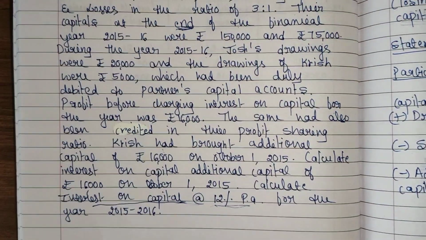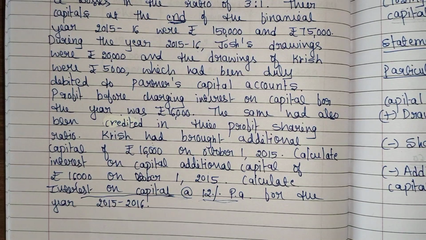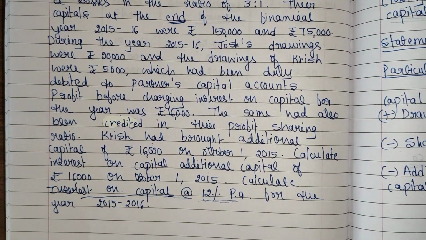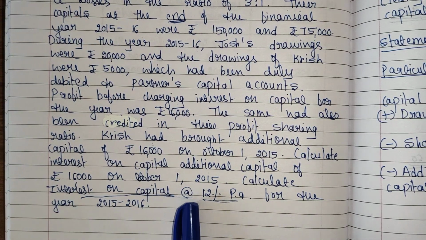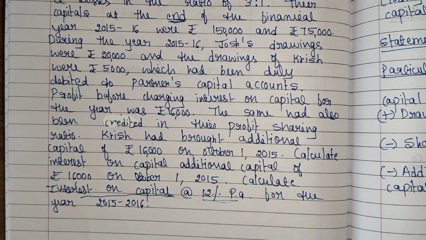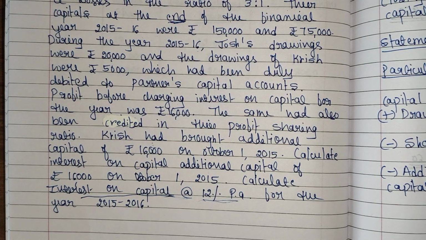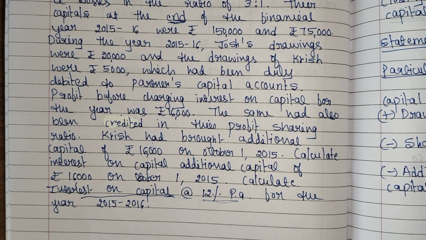So this problem is only related to calculation of interest on capital. Here they have given the information about drawings, but we should not calculate the interest on drawings. This is only on interest on capital, at 12% per annum for the year 15-16. So you have to read the problem very carefully.